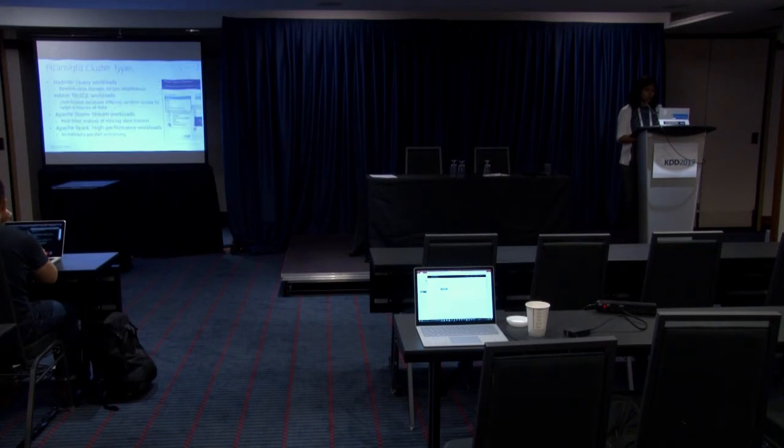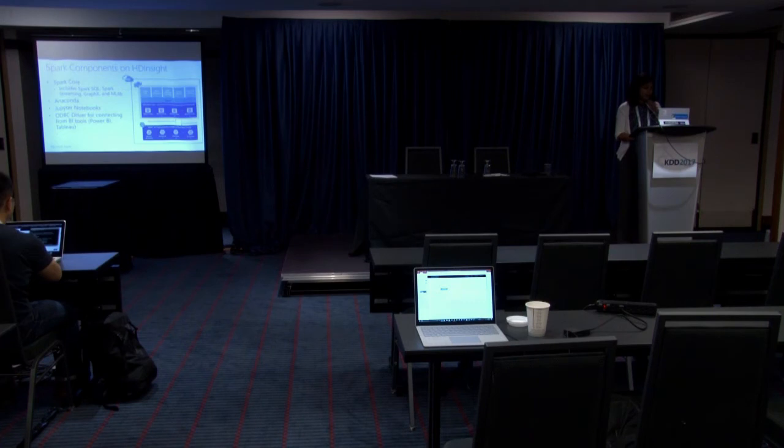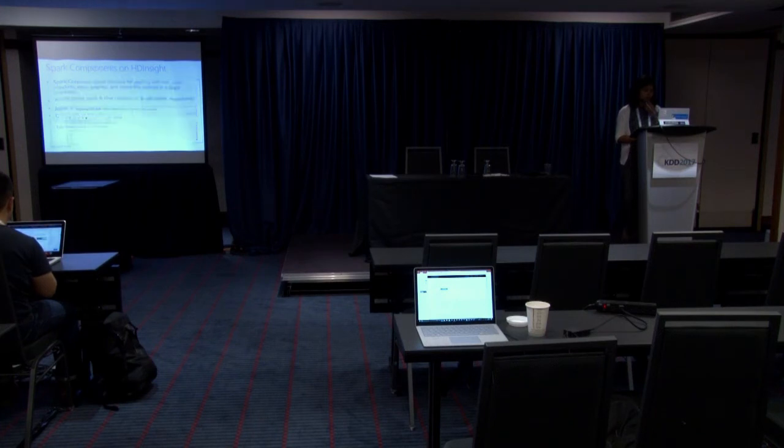So the cluster types in HDInsight: Azure allows you to easily deploy a multi-node HDInsight cluster, and the types of cluster that are available are Hadoop, HBase, Storm, and Spark. The Spark core, which is the lab that we're going to do today, comes pre-installed with Spark SQL, Spark Streaming, GraphX, and MLlib, and also Jupyter notebooks and Anaconda notebooks, and the drivers for the BI tools.